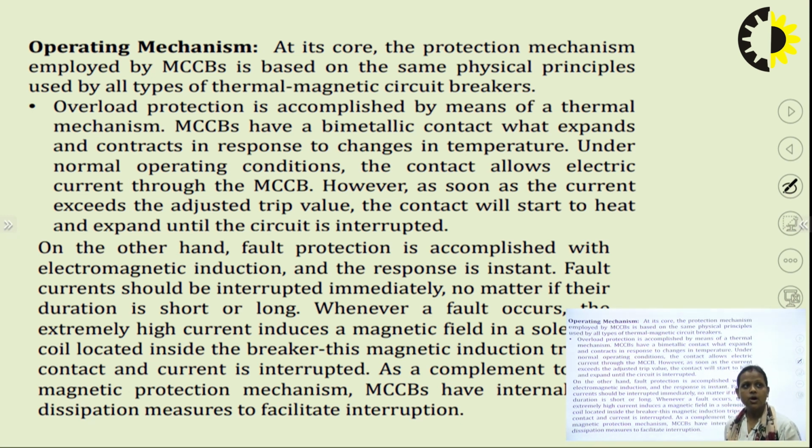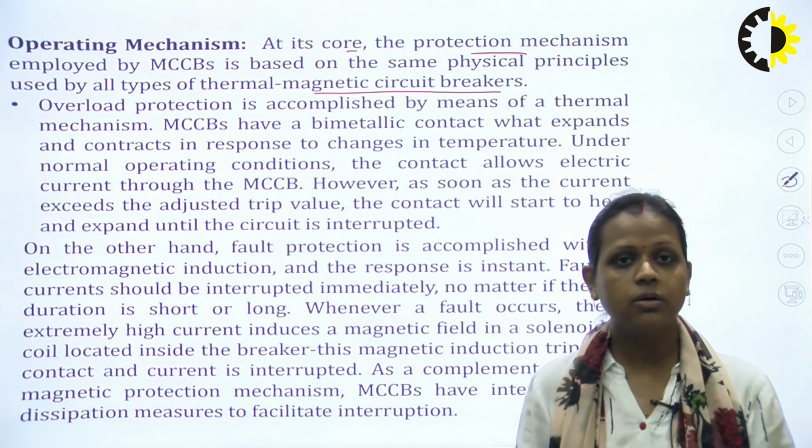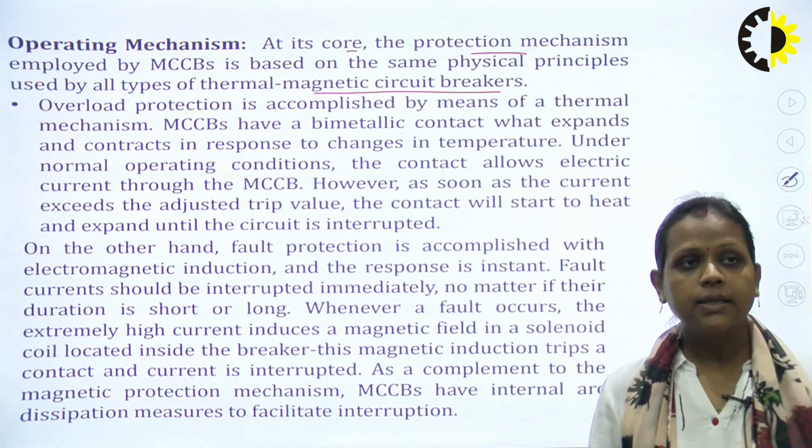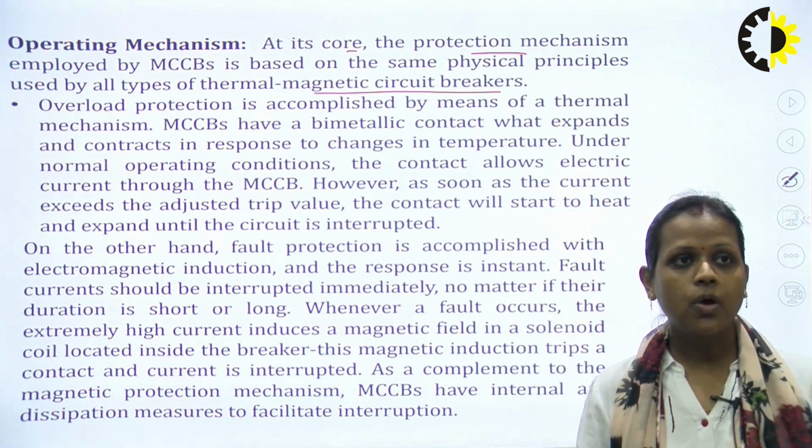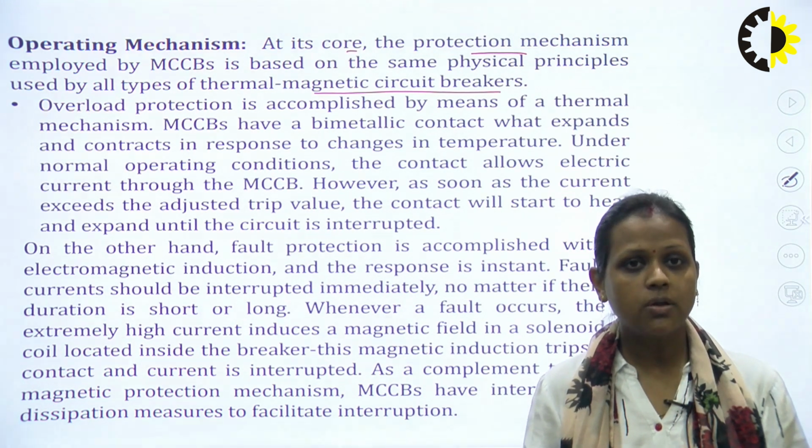Now comes the operating mechanism of this MCCB. At its core, the protection mechanism employed by MCCB is based on the same physical principle used by all types of thermal magnetic circuit breaker, and the overall protection is accomplished by means of a thermal mechanism here. MCCB have a bimetallic contact that expands and contracts in response to change in temperature. In MCB also we have seen that there was a bimetallic strip, and in this also we have a bimetallic contact that expands and contracts depending on the change of temperature.